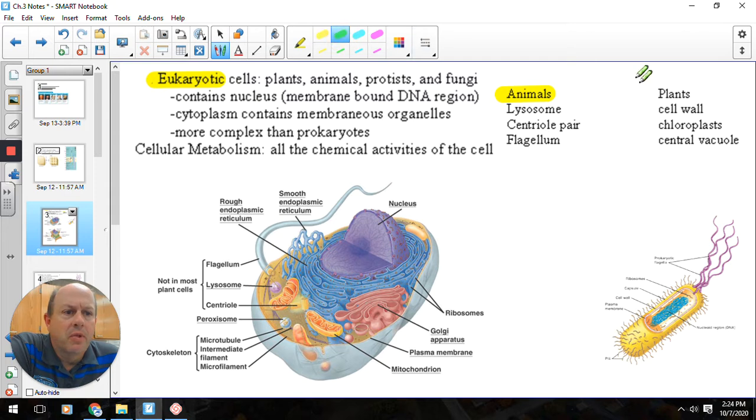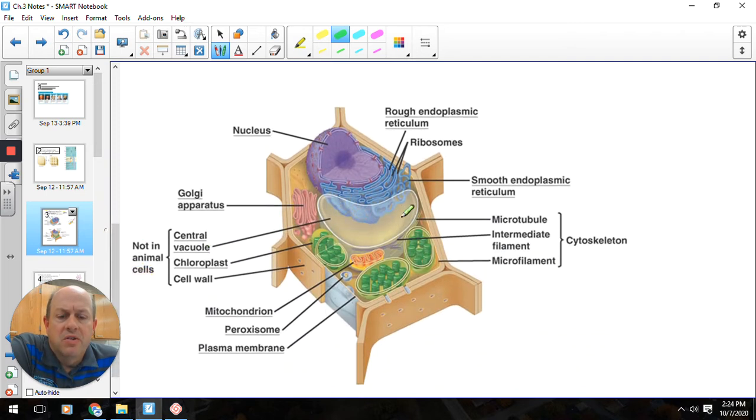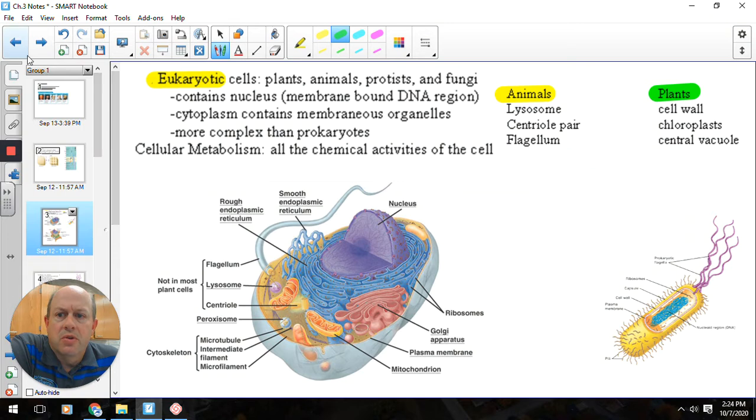The plants are going to have three things unique to them as well: cell wall, chloroplast, and central vacuole. And so those three items are going to be found specifically in plant cells. The central vacuole we'll see is a water storage thing, the chloroplast is for photosynthesis, and the cell wall gives structure around the cell. So those are some things, eukaryotic versus prokaryotic.